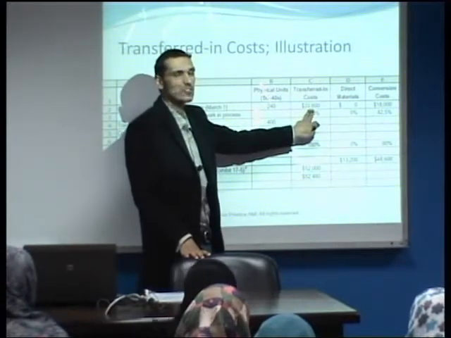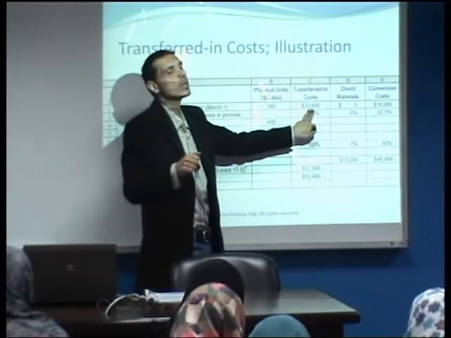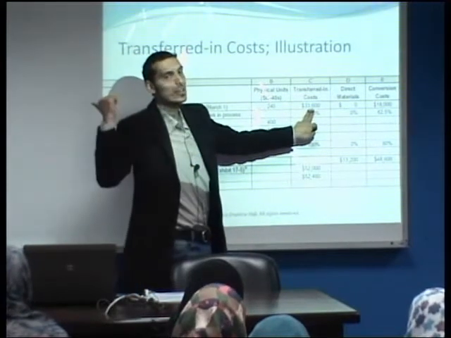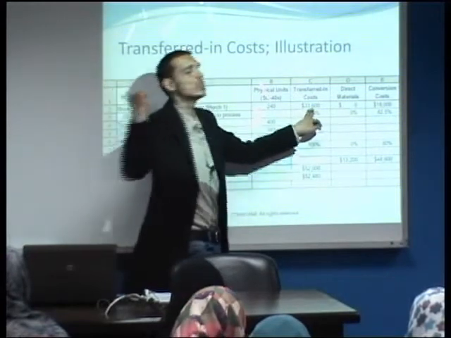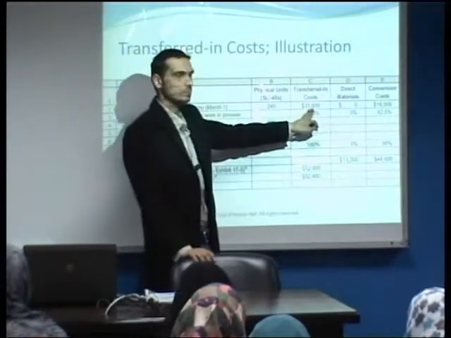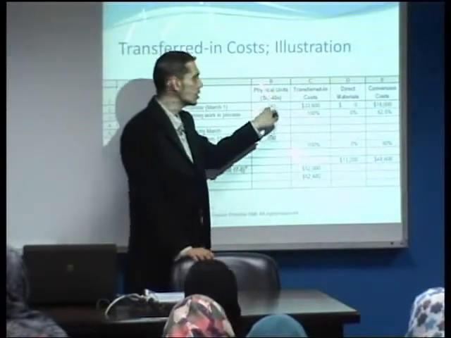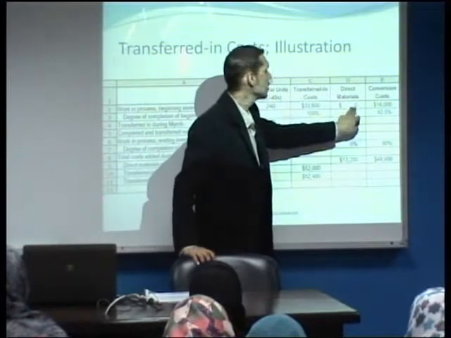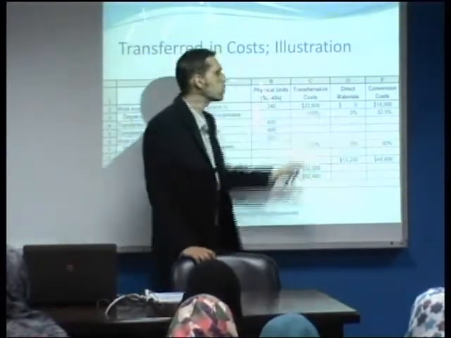What do you mean by transferred in costs? These are the costs that were incurred in the assembly department and transferred from the assembly department to the testing department. Of course, for the 240 units. And of course, the direct materials as of March 1 was 0%. Why 0%?